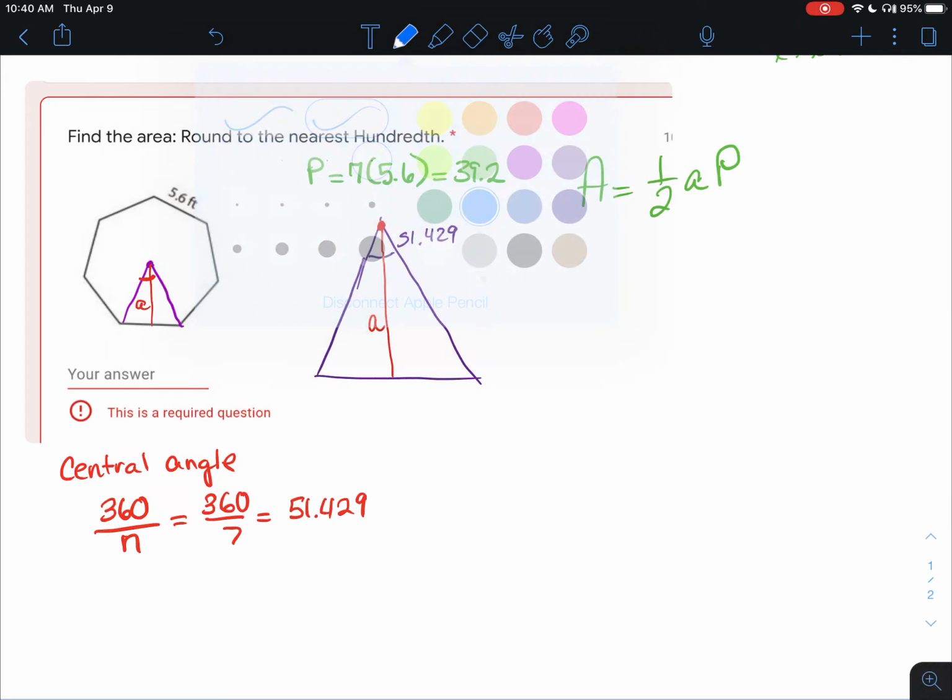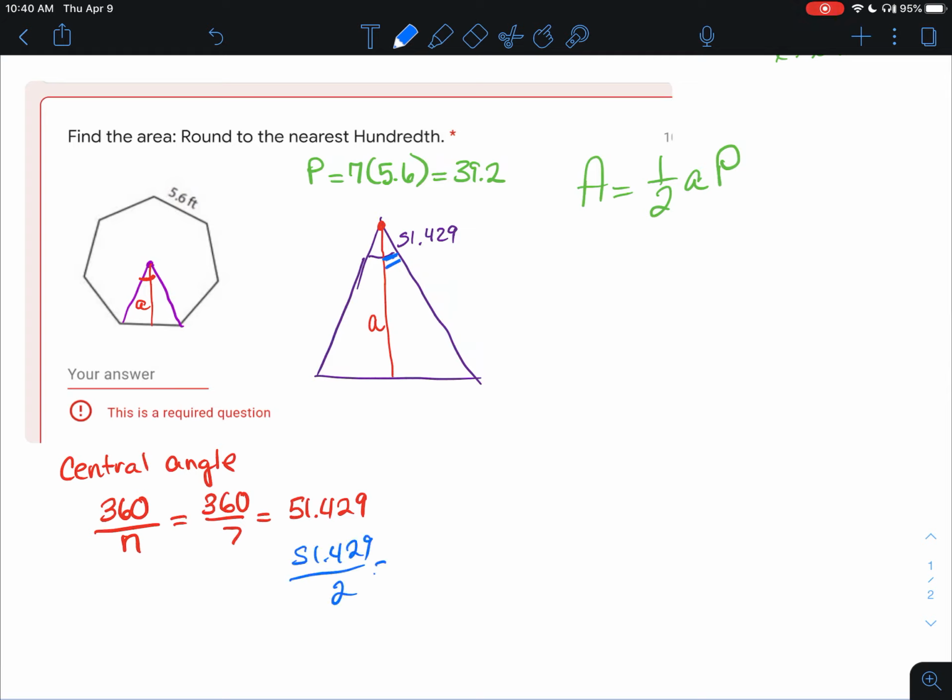All right, so we do need to divide this angle here in half. So 51.429 divided by 2 is going to give us 25.7143. Now I know it wants us to round to the nearest hundredth. I like to do that at the very end, just simply because it makes it easier to hold on to some of these extra numbers until we're ready to finalize the rounding.